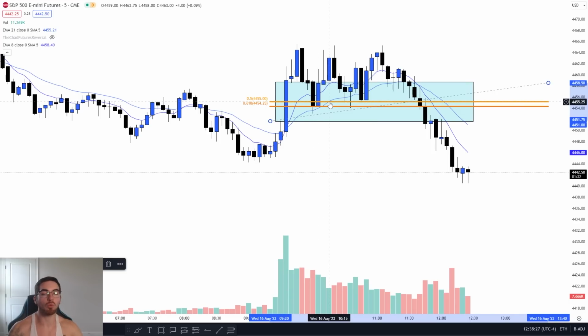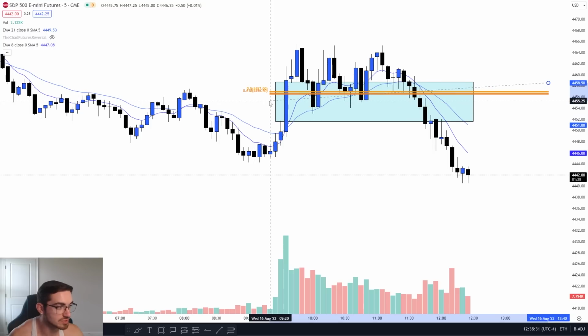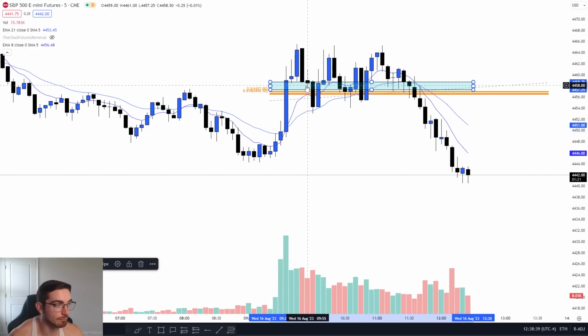Now, depending on how large that fair value gap is, if it was a lot smaller, let's say we were to shrink this here to here, that's a much smaller zone that we could use. At that point, I would just be looking for price to dip into it and then have a bullish reaction out of it to then validate the entry.